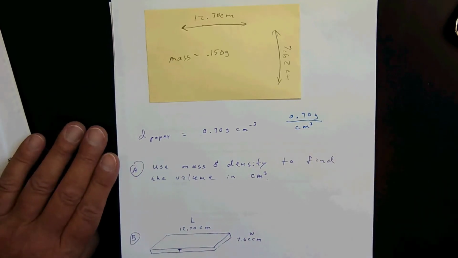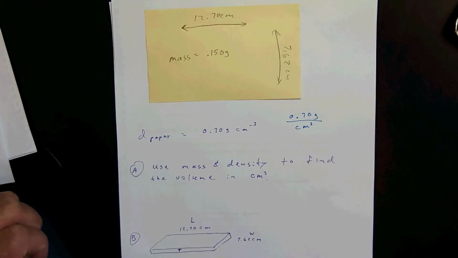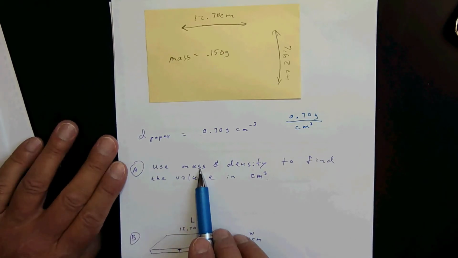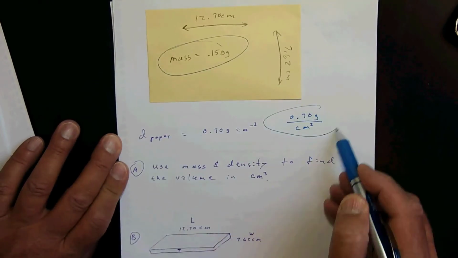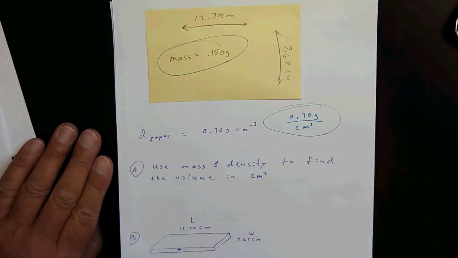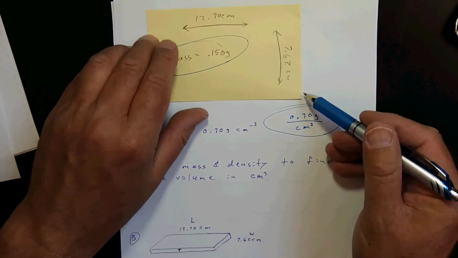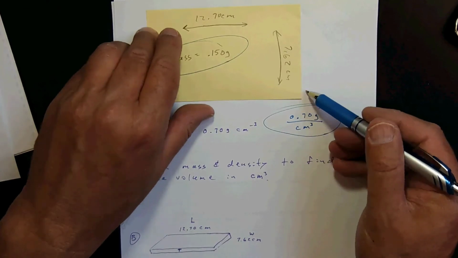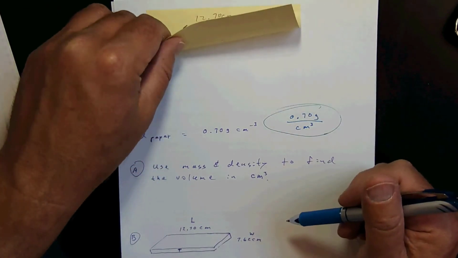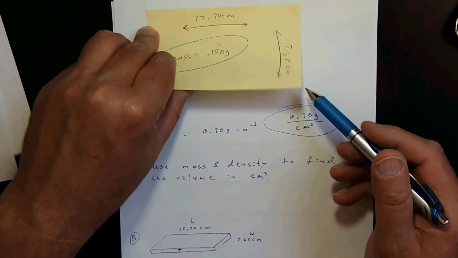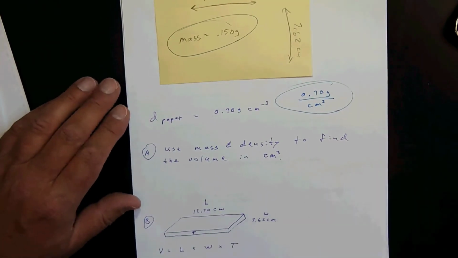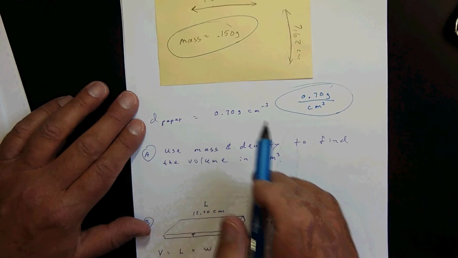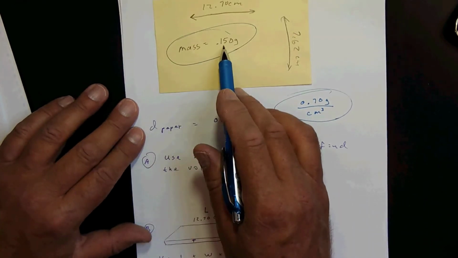Now, to find the thickness, it's a two-step process. First, you're going to use the mass and the density. We know the mass. We know the density. You're going to find the volume. How much space does this piece of paper take up? It doesn't occupy much volume, but it's real. It exists. It does occupy some space. So how do you do that? Again, I do conversion factors. So I would say, let's see, it weighs 0.150 grams.